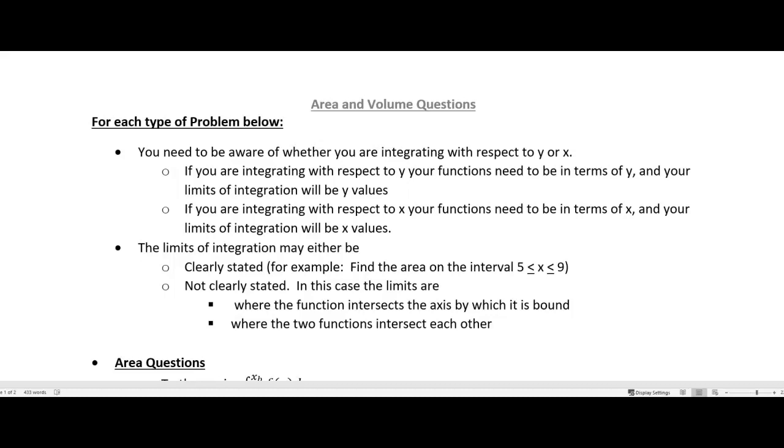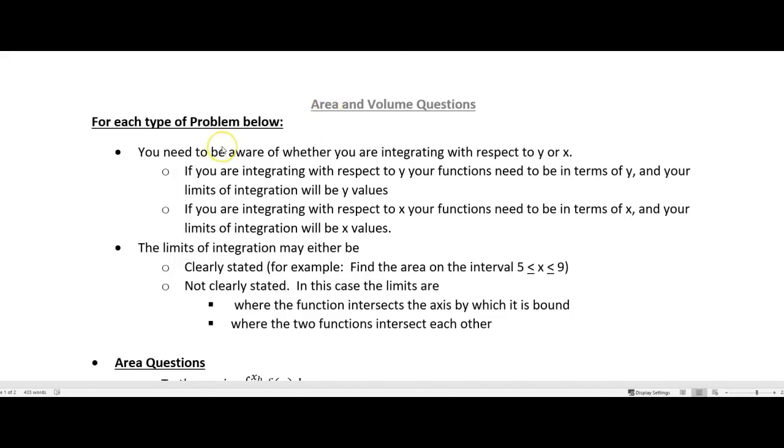All right, guys, so this is going to be our FRQs notes for dealing with area and volume questions. When we reviewed it last week, it was kind of a rough point, so I hope that this smooths things over a little bit.